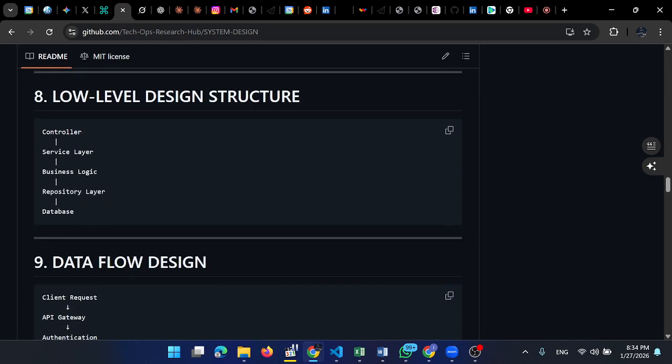Then we have what we call low-level design structure. Low-level design structure. So here we're looking at controller, service layer, business logic, repository layer, and then the database. So what goes on here? We're talking about a low-level design structure, and this one can operate from a very basic level, right? That's why we have a controller, service layer, business logic, repository layer, and then databases.